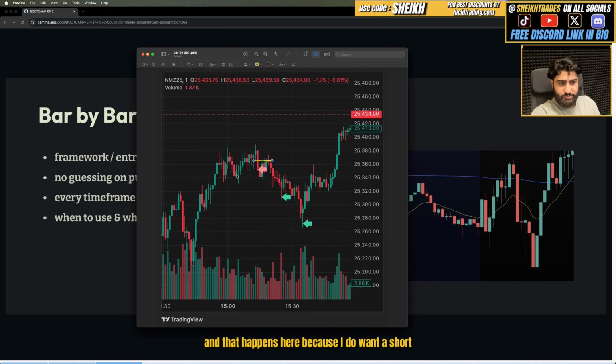And that happens here because I do want a short, and then you could see we fill those levels, we go down, and this is my entry trigger, and then we pull back. And let's say if I wasn't in with full size, I would take my remaining size here, and then we get a nice rollover, and then we get the remaining rollover. And that specifically builds the foundation of my trading, bar by bars.